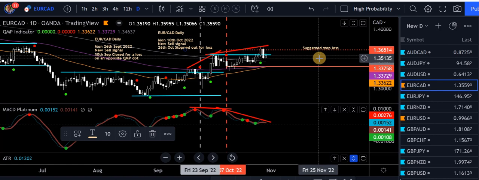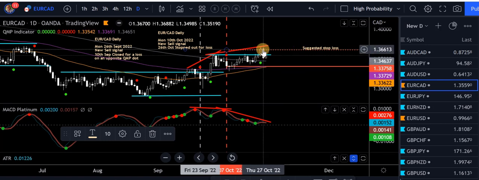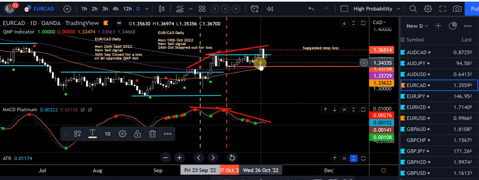So I just leave it on the chart to show you that we don't all just show winning trades. There is a losing trade. So we're stopped out there. If the stop wasn't in place, then I would have closed it at about the same level anyway on the opposite QMP filter dot, the green dot there.